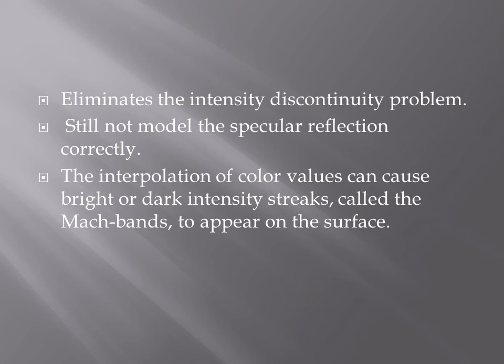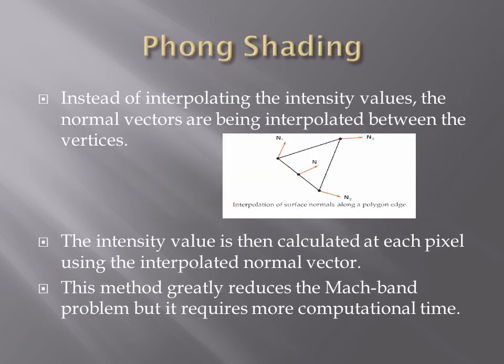The interpolation of the color values can cause bright or dark intensity streaks, called Mach bands, to appear on the surface. So this is one of the disadvantages of the Gouraud shading method. In Phong shading, the intensity value is calculated based upon the normal vector.